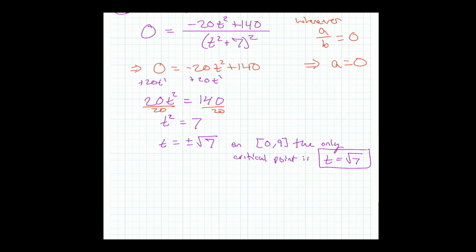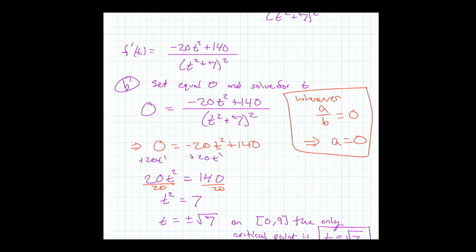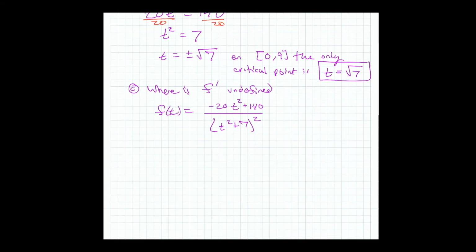Now the next thing was we should find places where the derivative is undefined. So spoiler, it's nowhere, but I do want to say something about it. Okay, so just like up here where I wrote this, whenever a over b equals 0, a equals 0, right? But I want to say a over b is undefined, a over b is not defined, when b equals 0, right?